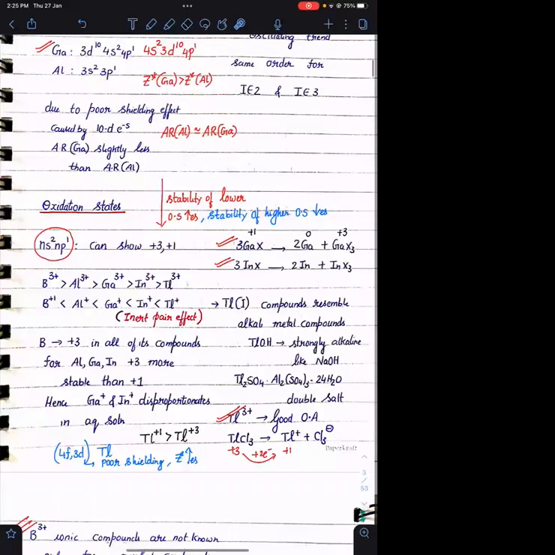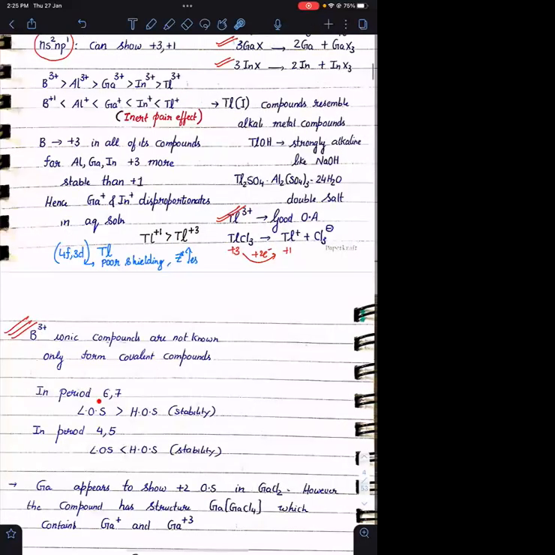ये वही लिखा, down the group the stability of lower oxidation state increases and the stability of higher oxidation state decreases. And for the last element मतलब period 6 or 7 के, इनके lower oxidation states are more stable when compared to the higher oxidation states. And उनके above वाला period में their higher oxidation states are more stable when compared to the lower oxidation states. Is that clear?